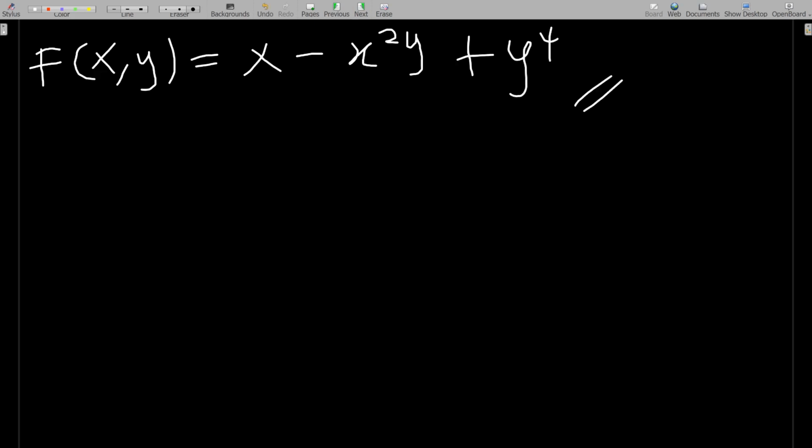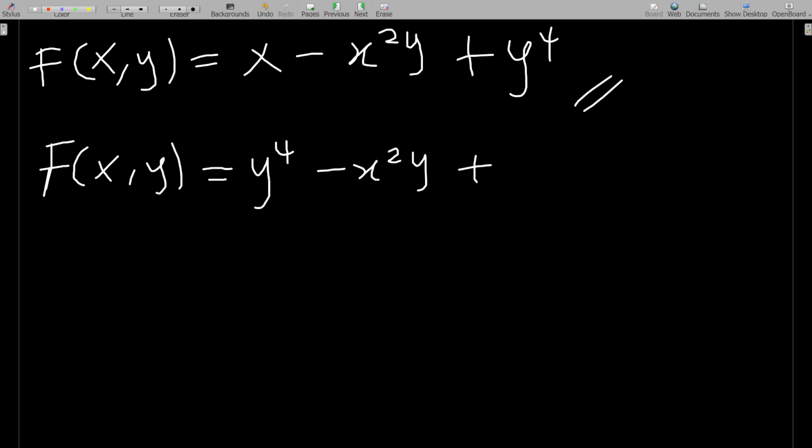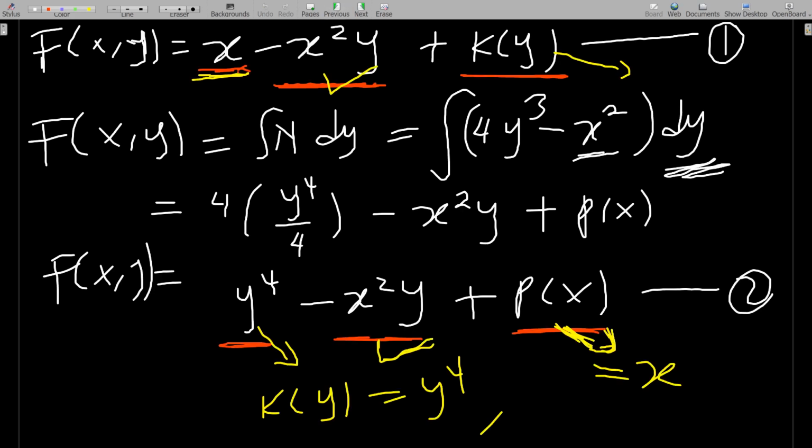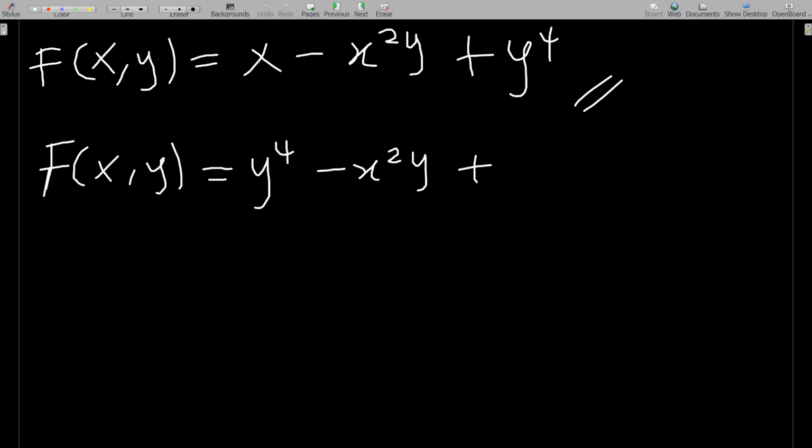Or if I use the second one, we are saying that f of x y should be equal to y to the power 4 minus x squared y plus some p of x. And you are saying that p of x is actually equal to the one here, which is the x. So it means I have x. Now compare these two solutions. They are the same, right? I have plus y to the power 4. I have plus x, this is also positive, so the same thing. And I have minus here.